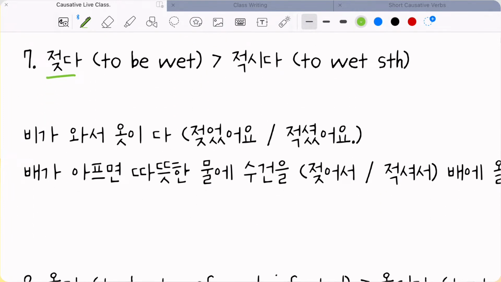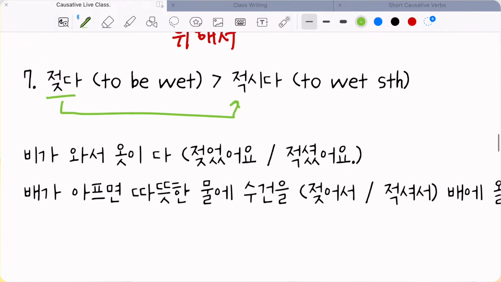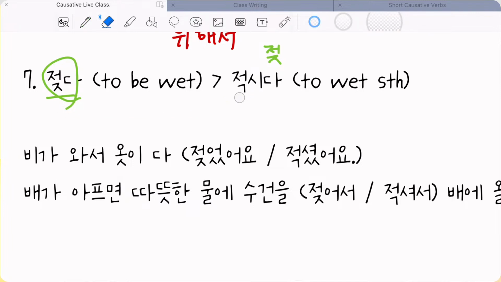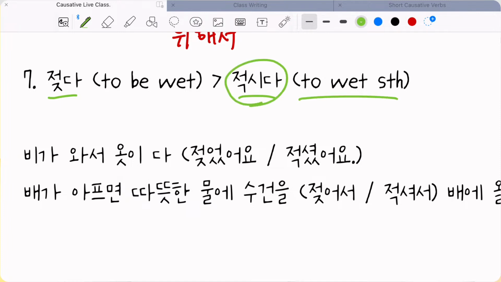젖다, to be wet. And you can see that there's something weird happening. 젖다. The stem from the original verb changes to 적. And then there's this weird looking suffix that is added after it. So there are not many such exceptions in the list of causative. So this is something that you can just memorize. You can just get used to. So 적시다 means to wet something, to make something wet.